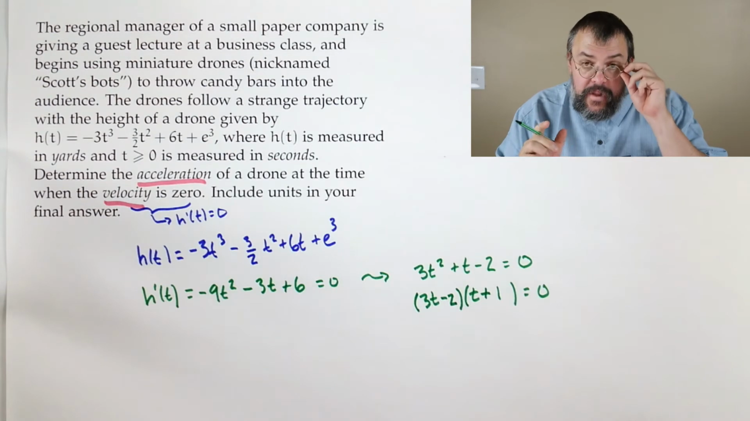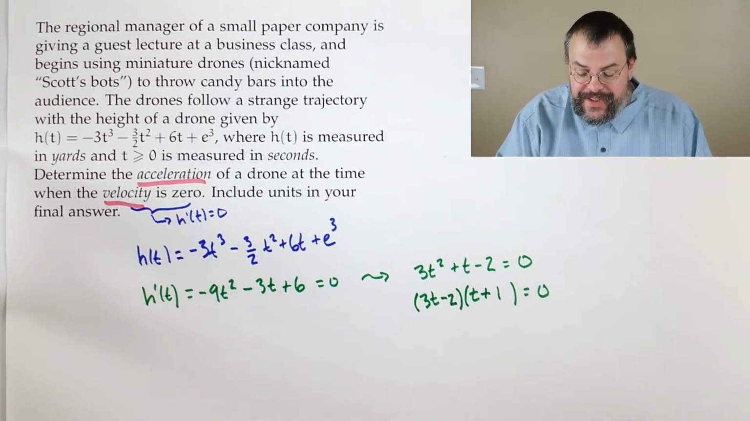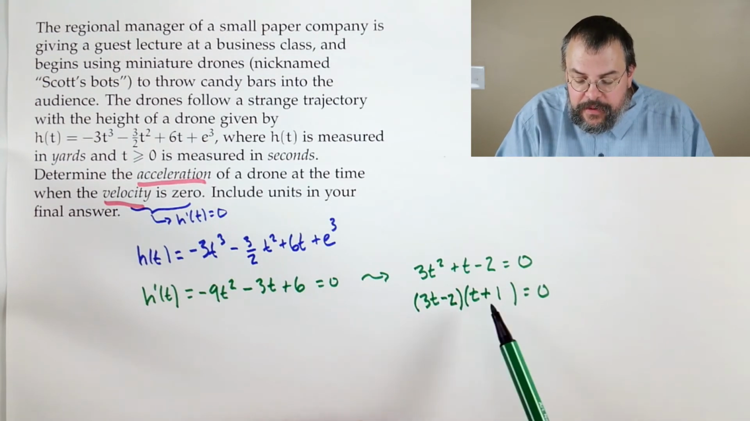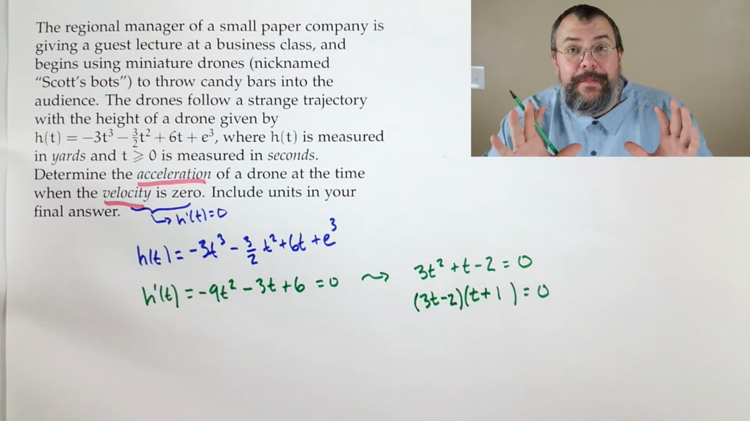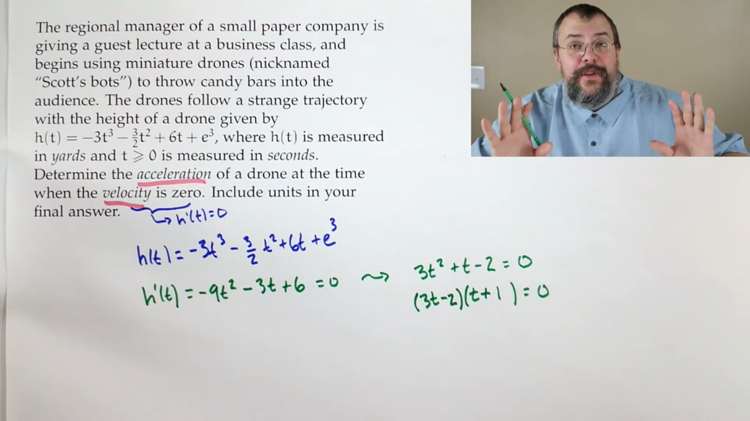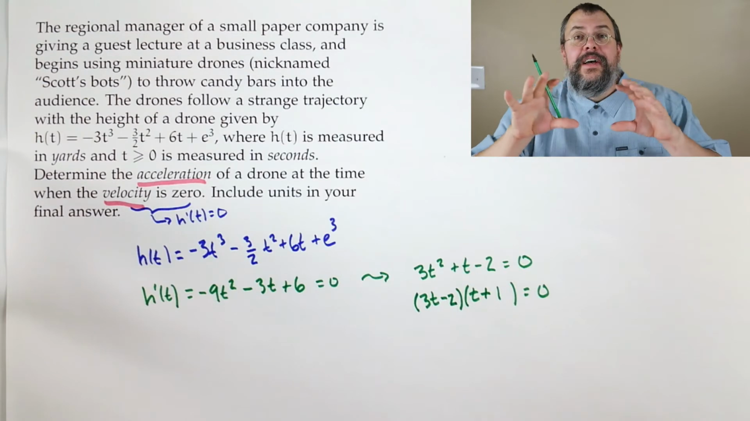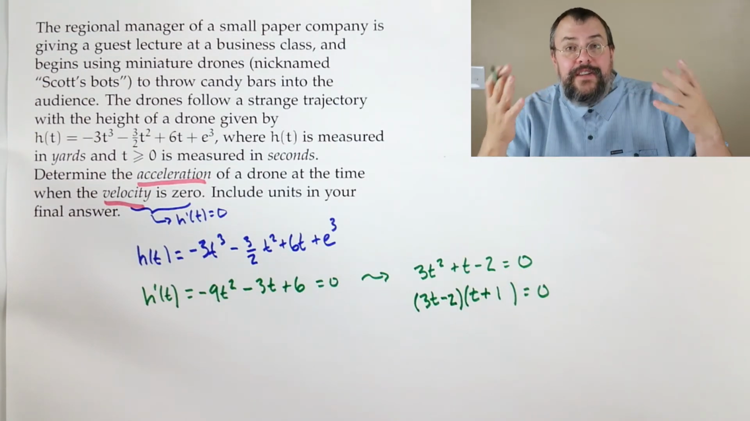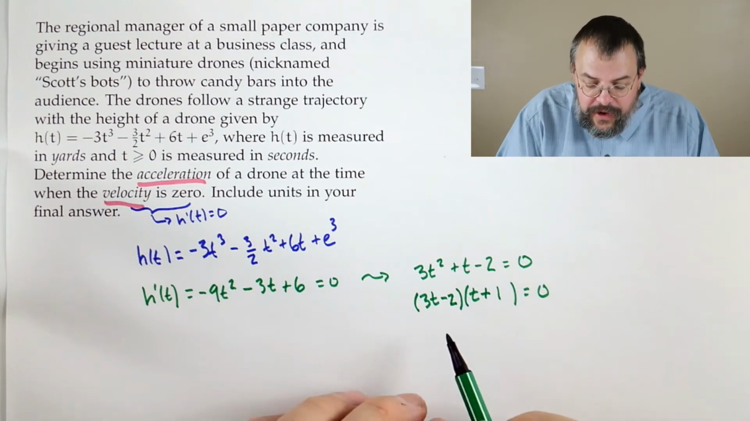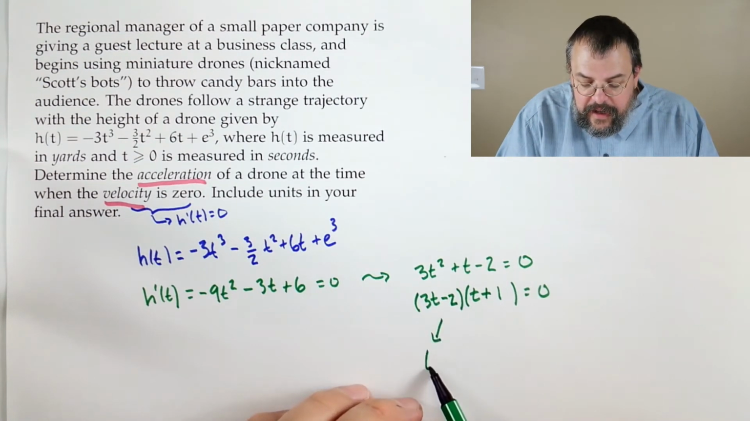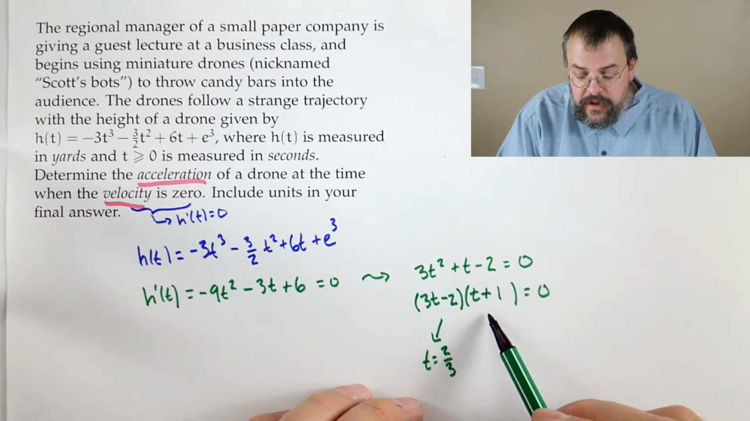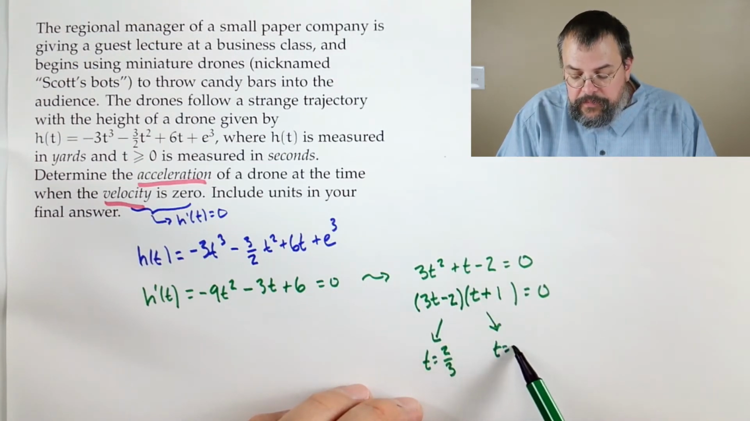Okay. Now, let's see what that tells us. The fact that this equals 0 says one of these two things equals 0. See, that's this really cool property about 0. 0 is the only number with this property, which is why we like things equal to 0. And the property I'm referring to is if you have a bunch of stuff multiplying and the end result is 0, something had to be 0. So there's 2 candidates, either 2/3, and that's if 3t minus 2 equals 0, or negative 1.